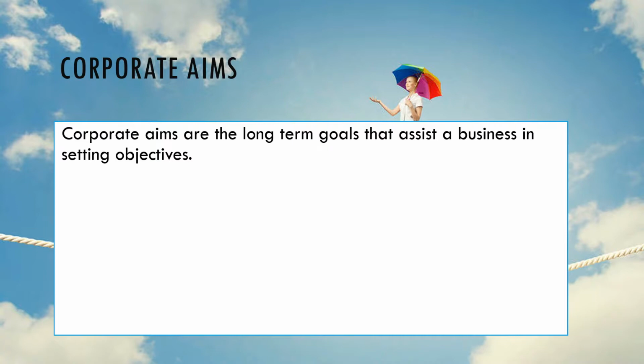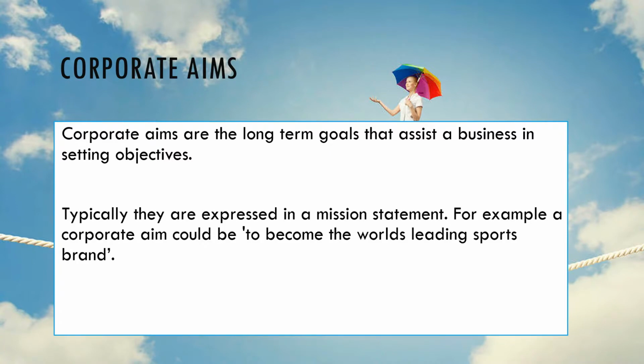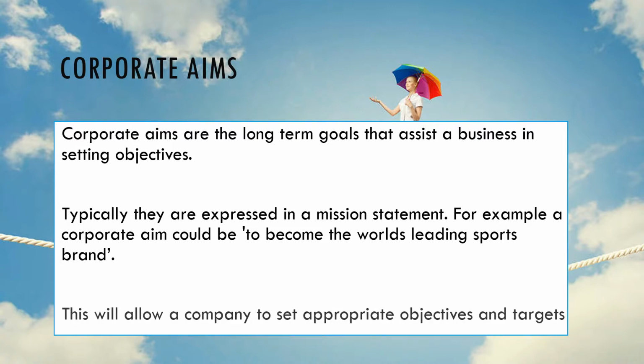Corporate aims are the long-term goals that assist the business in setting their objectives. Typically, they're expressed following from the mission statement. So, for example, a corporate aim would be to become the world's leading sports brand, perhaps for Nike. And this can then allow a company to set objectives and targets off the back of that.